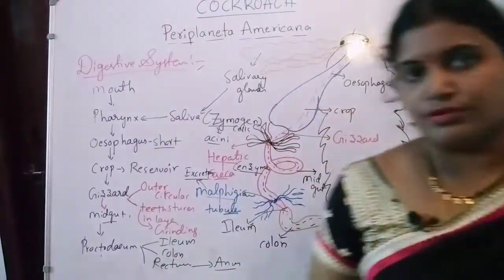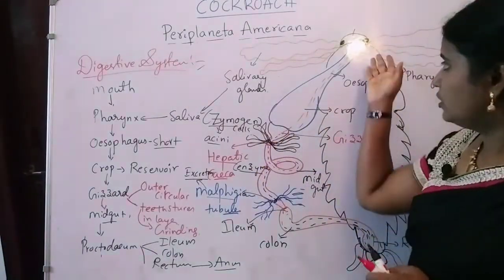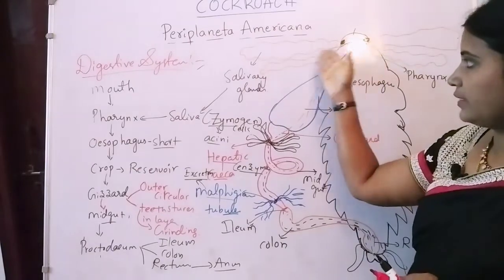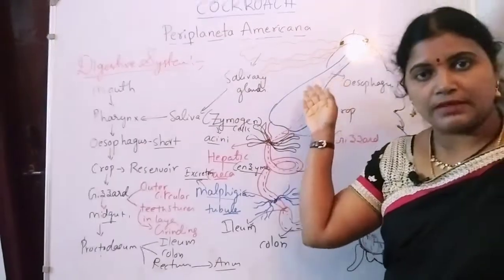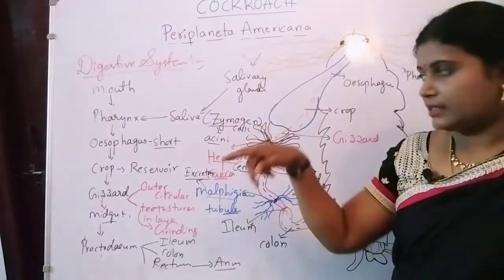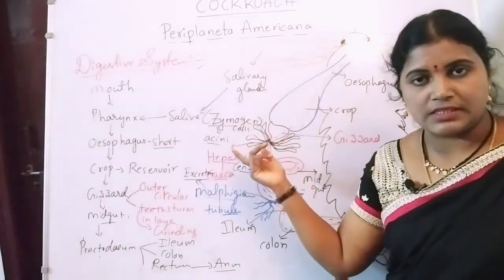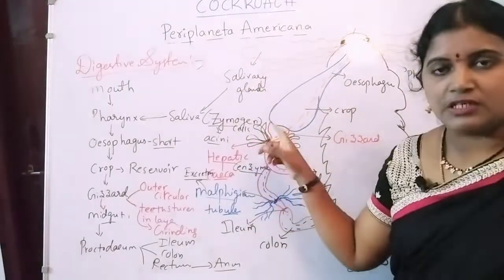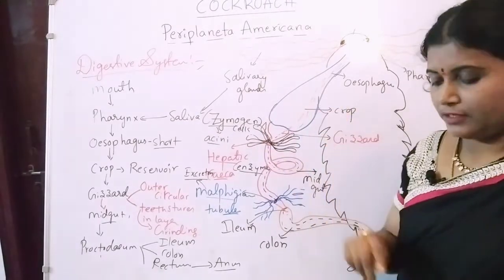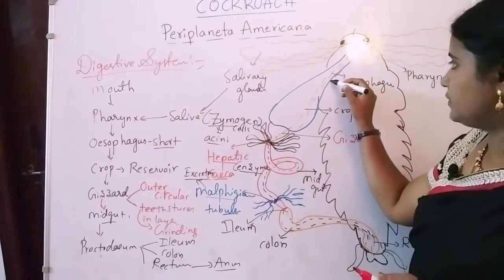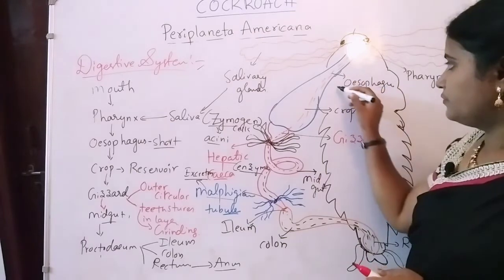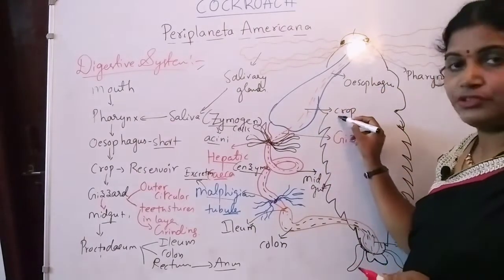So the cockroach starts its digestive system with the mouth. Mouth opens into the pharynx. Pharynx receives the salivary juices from salivary glands. The saliva is secreted by the zymogen cells into the acini. Acini is connected with the salivary ducts, and salivary ducts open into the pharynx. From the pharynx it opens into the esophagus, and from the esophagus it opens into the crop.